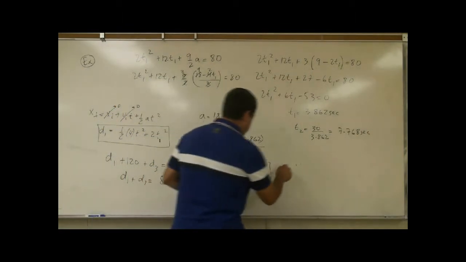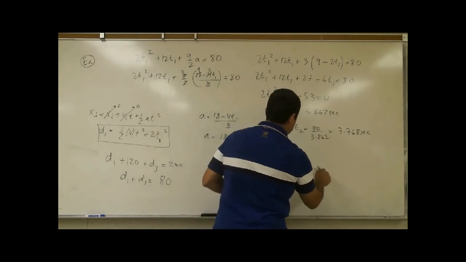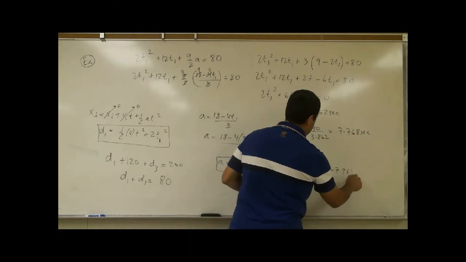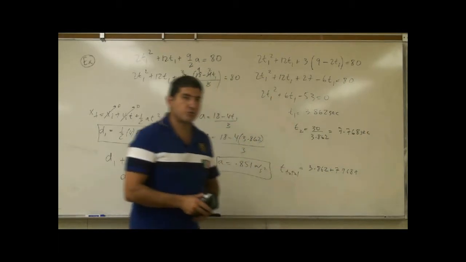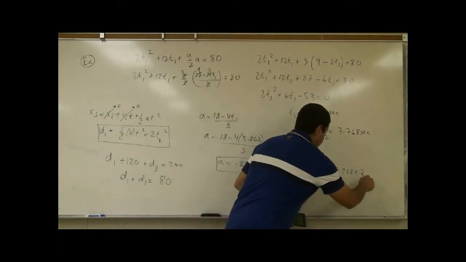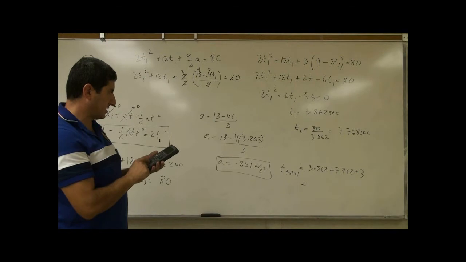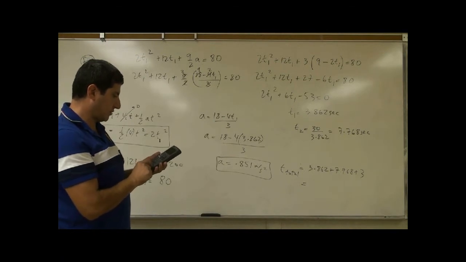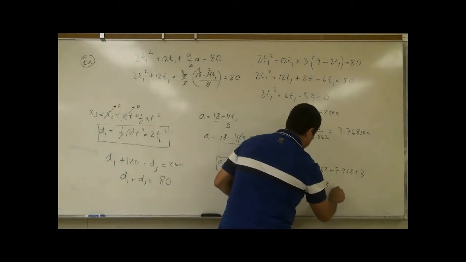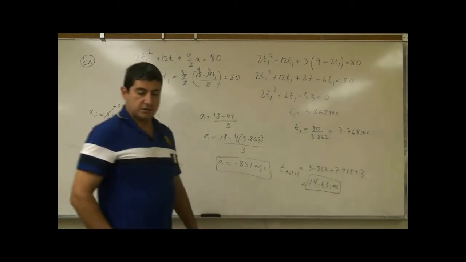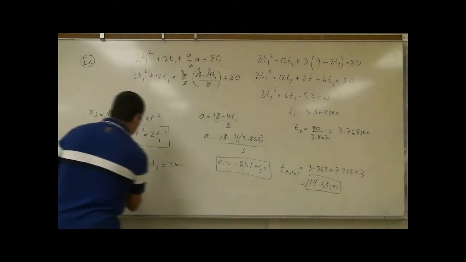What's the total time of the race? T total is going to be 3.862 plus 7.768 plus, this is the first stage, second stage, what is the third stage? 3 seconds, right? So you add that, 3.862 plus 7.768 plus 3, 14.63 seconds. Okay? So the total time of the race, 14.63 seconds. The final acceleration, 0.851. Let's do a quick check.